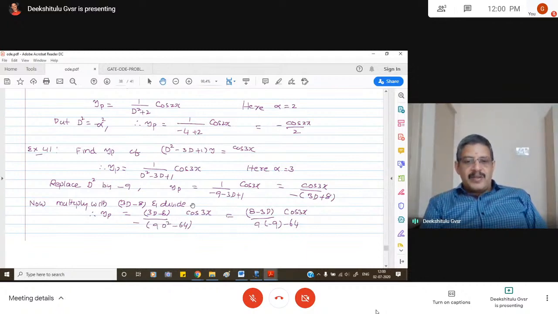Now again repeat the application. Replace D square by minus alpha square. So minus of 9 into minus 9 minus 64. So the denominator is now free of D. We don't have any problem.